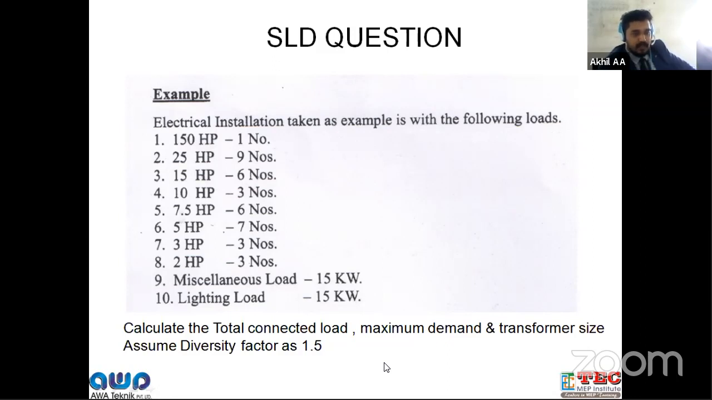200 kV is not the right answer. You have to do the calculation again, because there is 150 HP one number, 25 HP 9 numbers, 15 HP 6 numbers. You have to multiply all the values, like 150 into 1 plus 25 into 9. I think you are just adding 150 HP only. You have 9 numbers, 6 numbers, 3 numbers. Initially, you have to multiply it, then only you will get the total connected load. 192.34 is not the correct value. It's like 150 into 1 plus 25 into 9 plus 15 into 6 plus 10 into 3, adding all the motors.